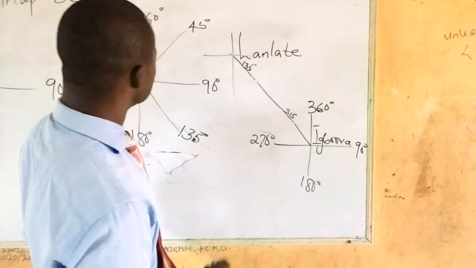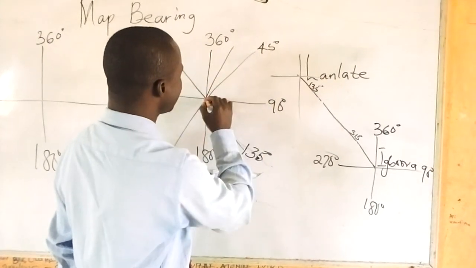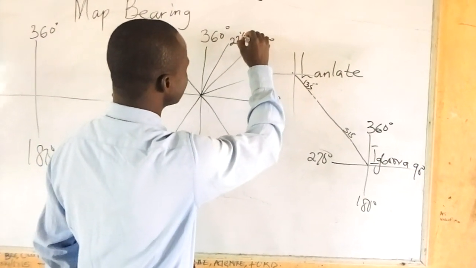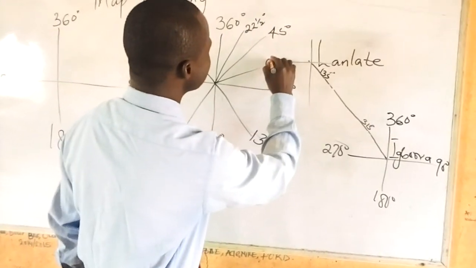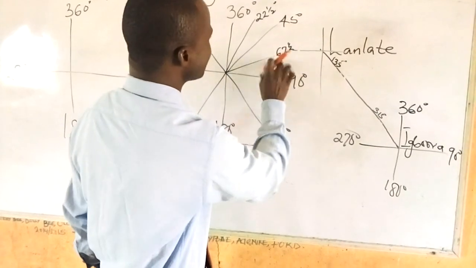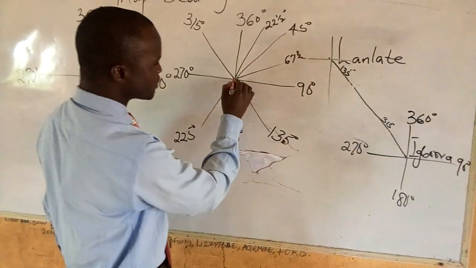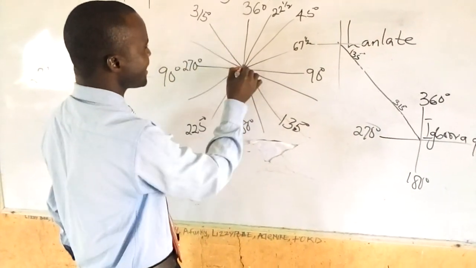But at times, you may have some other questions that will be like this. We still have some other one like this. This one is 22 and a half degrees. If you add this plus this, what do you have? You have 67 and a half degrees. If you add 22 and a half to this, you have 90. That is how you continue to go around like this, like this, like this, and like this.